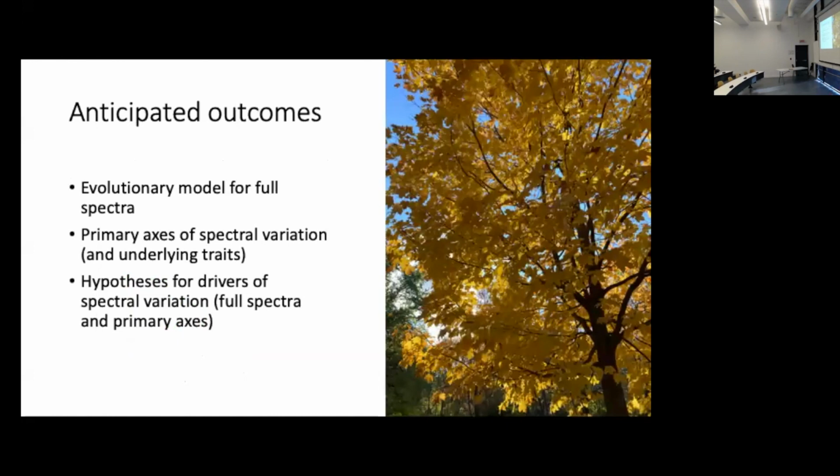So what do we want? What do we expect to get out of this? We expect to identify the evolutionary model for the full spectra, identify primary axes of spectral variation and the underlying traits, and then be able to test hypotheses for drivers of the spectral variation for both the full spectra and for individual axes. And with that, thank you.